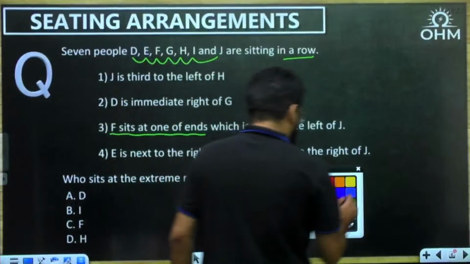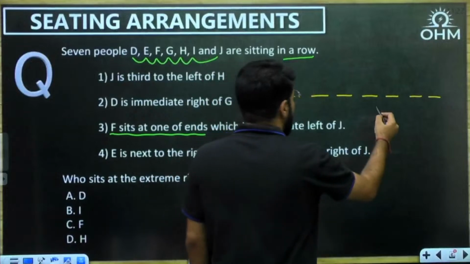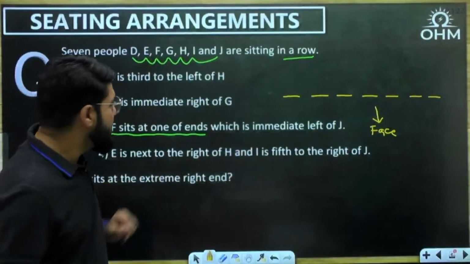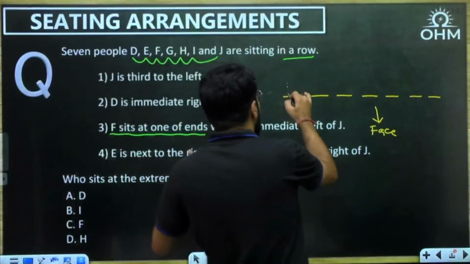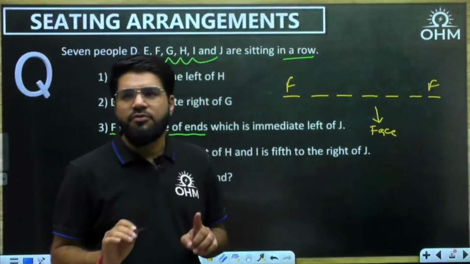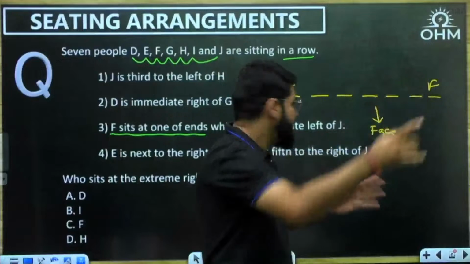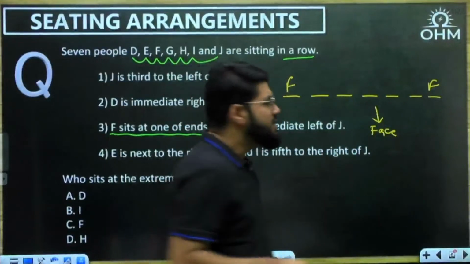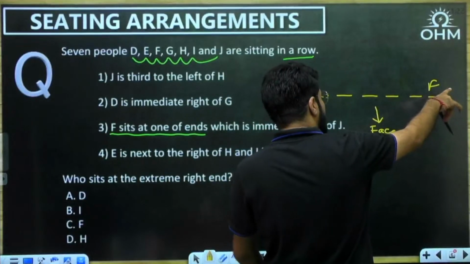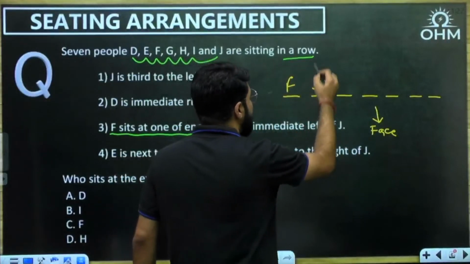Let me draw the arrangement here: 1, 2, 3, 4, 5, 6, 7. Let us assume they are facing this side. F is at one of the ends, but it is immediate left of J. If F is to the left of J, then J is to the right, so J cannot be at this end, and F cannot come here. This is F, and J is immediate right of F.